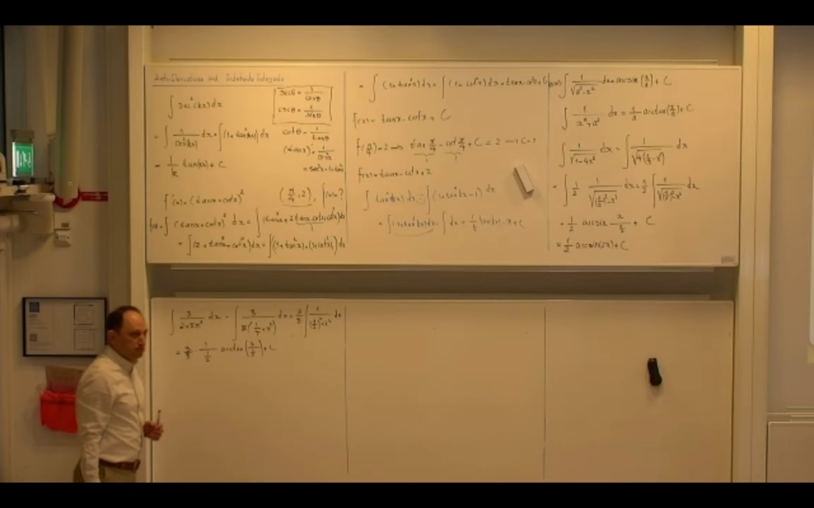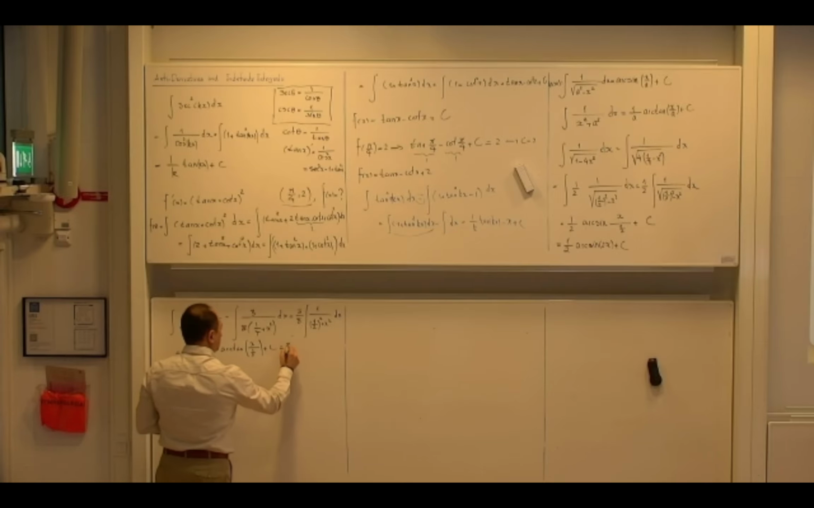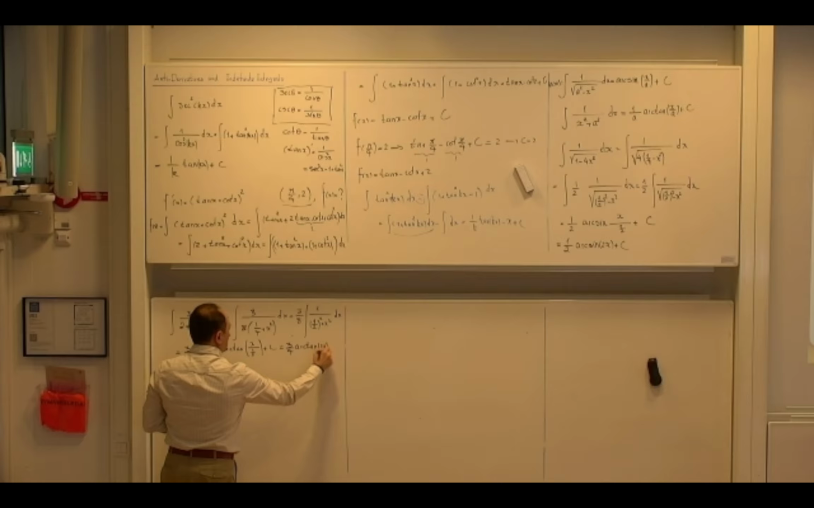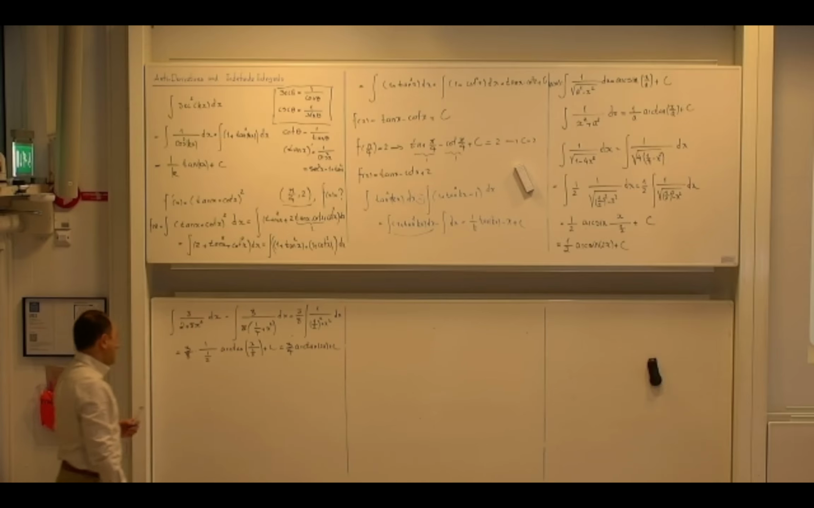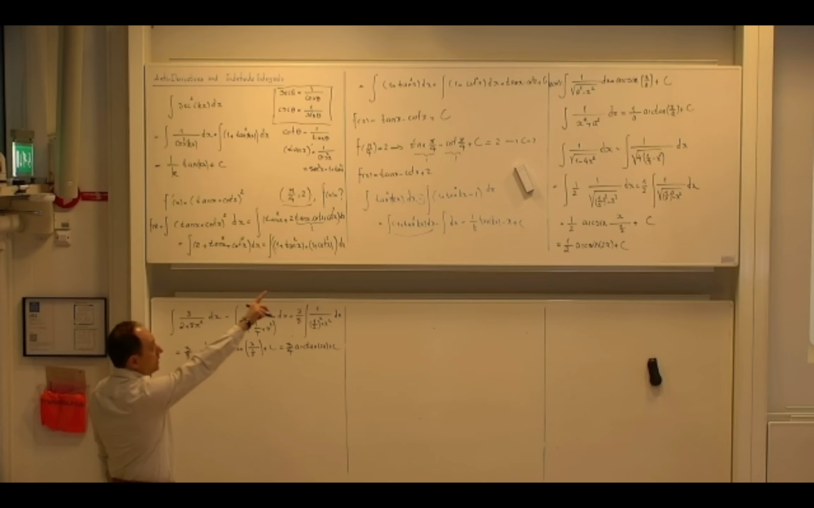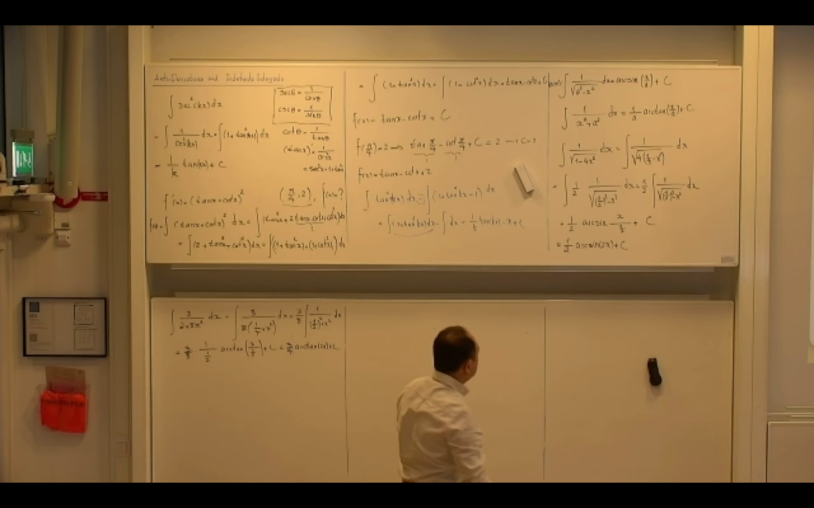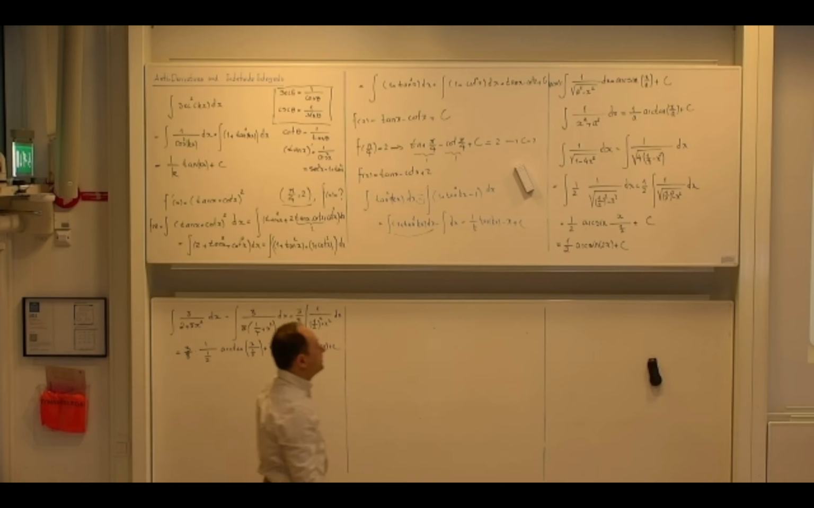Yes? But this becomes 3 quarters arctangent of 2x plus c. So you'll see the difference. In arcsine, we don't have the factor of 1 over a. In arctangent, we have a factor of 1 over a as well. Why is that? You just differentiate, and you see that you really need that factor in the second formula.